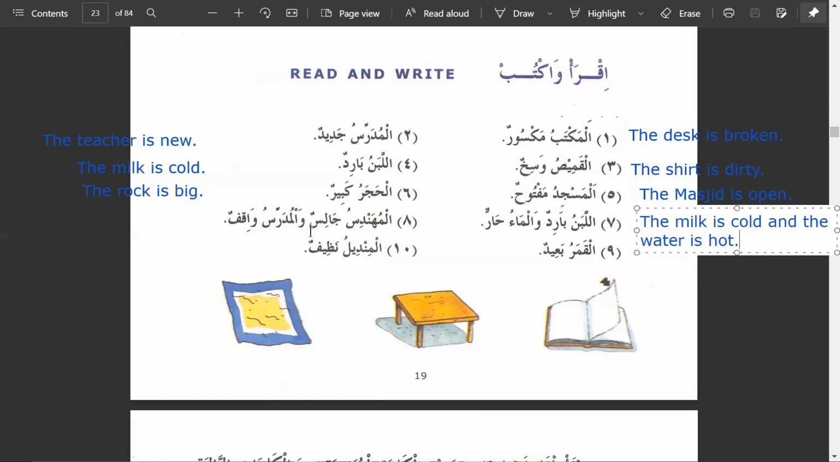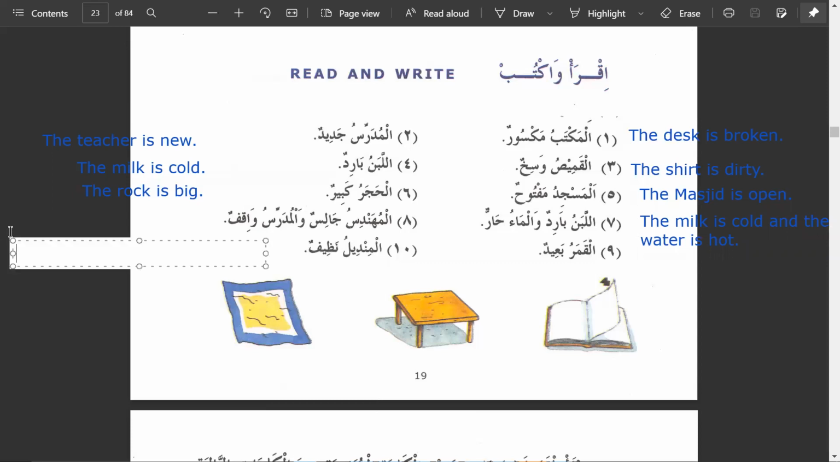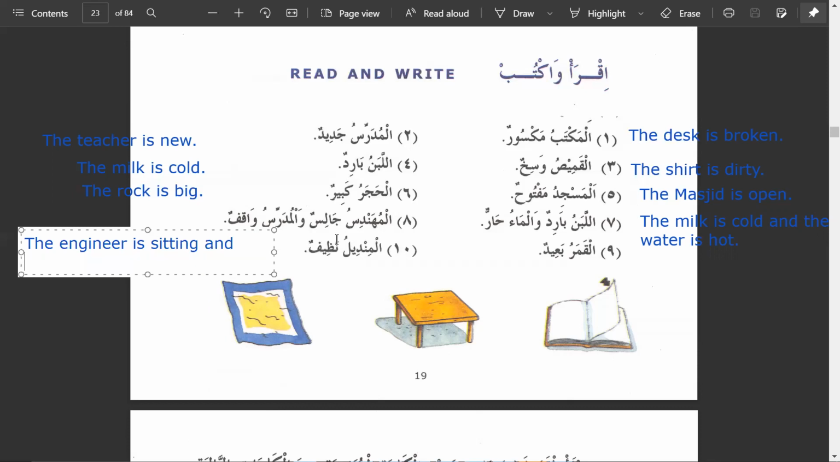Okay, this one, al-muhandisu jalisun wal mudarrisu waqifun. Let me bring it down so that you can read. Muhandis is engineer. The engineer is sitting. Waqifun is standing. So the opposite is sitting. The engineer is sitting and the teacher is standing. Hold on. The teacher is standing.